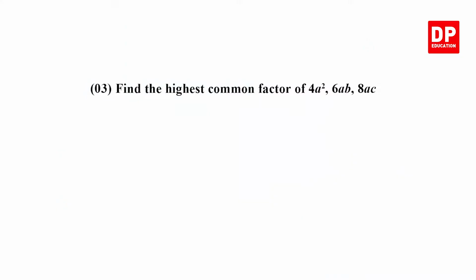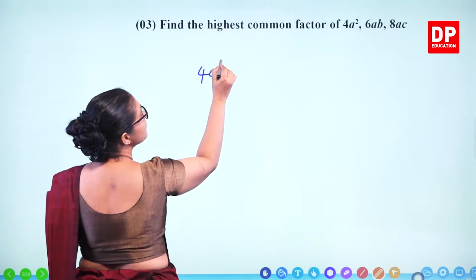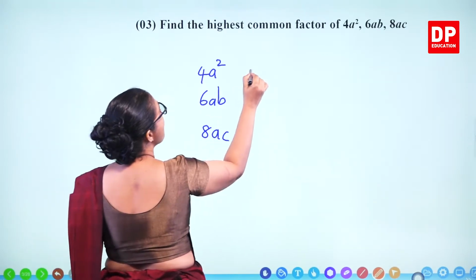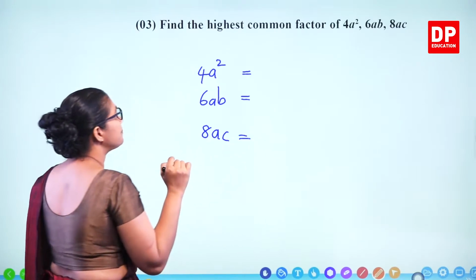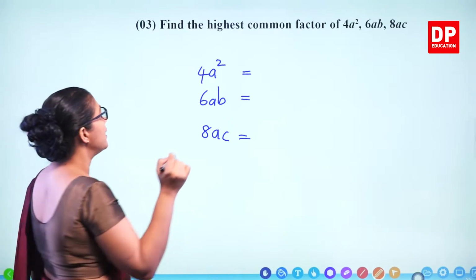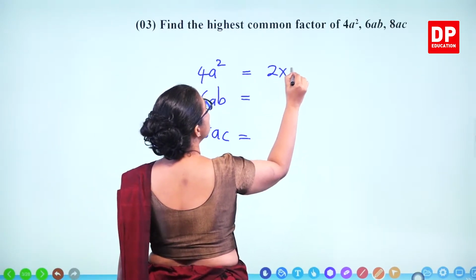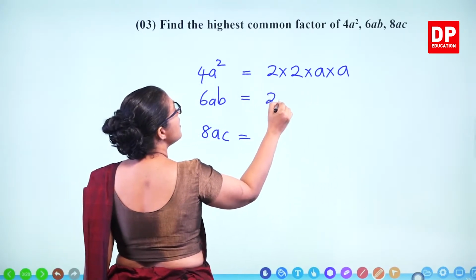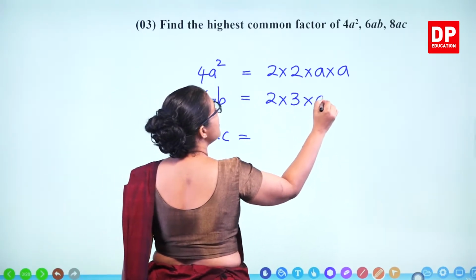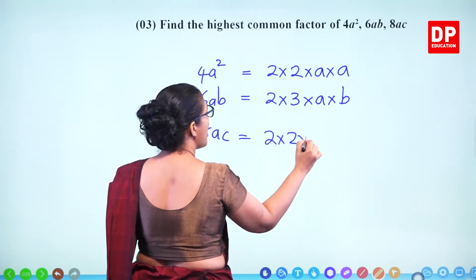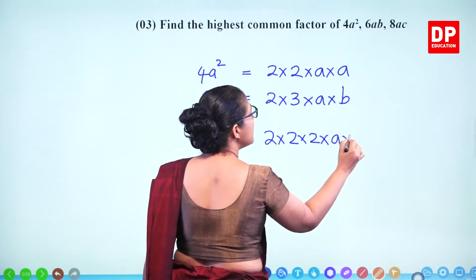Question number 3. Find the highest common factor of 4a squared, 6ab and 8ac. You have to find the factors and see what is common. 4 means 2 times 2, and a squared is a times a. 6ab is 2 times 3, times a times b. 8, how can you write? 2 times 2 times 2, a and c.